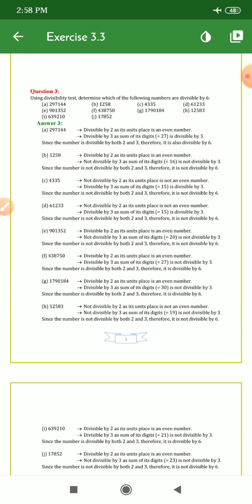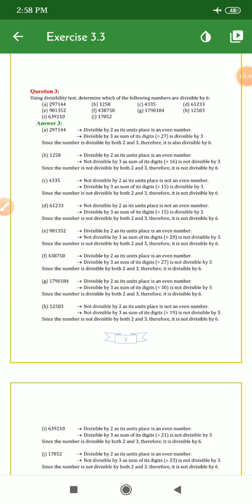Now we proceed to question number 3, that is, you have to check the divisibility rule for 6. For checking the divisibility rule for 6, you have to check first of all for 2 and 3. If it is divisible by 2 and 3, then it is divisible by 6 also.